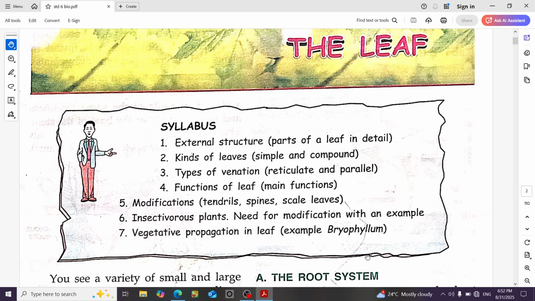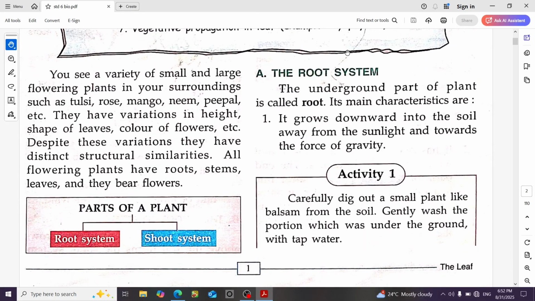For example, bryophyllum. So you see a variety of small and large flowering plants in your surrounding. You can name a few: tulsi, rose, mango. So how are they? Do they have the same height? How are the leaves, flowers? So you see a lot of variations in them and some similarities too. All flowering plants have roots, stem and leaves, and they bear flowers. So here it is written parts of a plant: root system and shoot system. These are the two main parts we are going to study in detail.